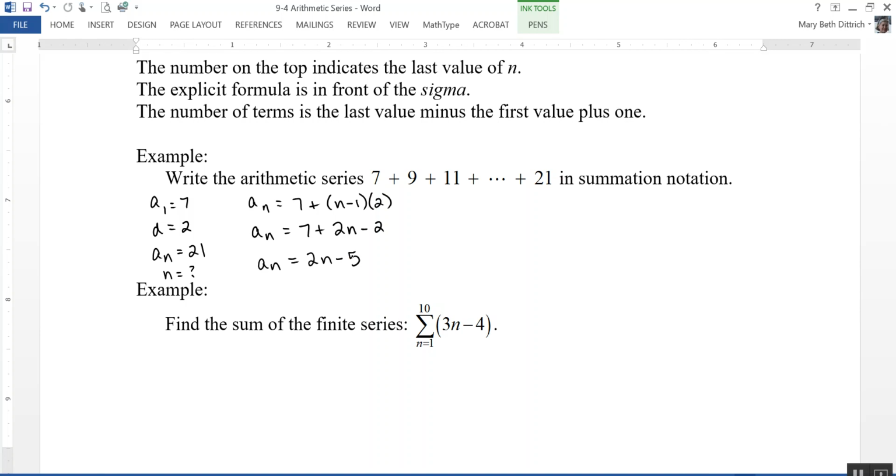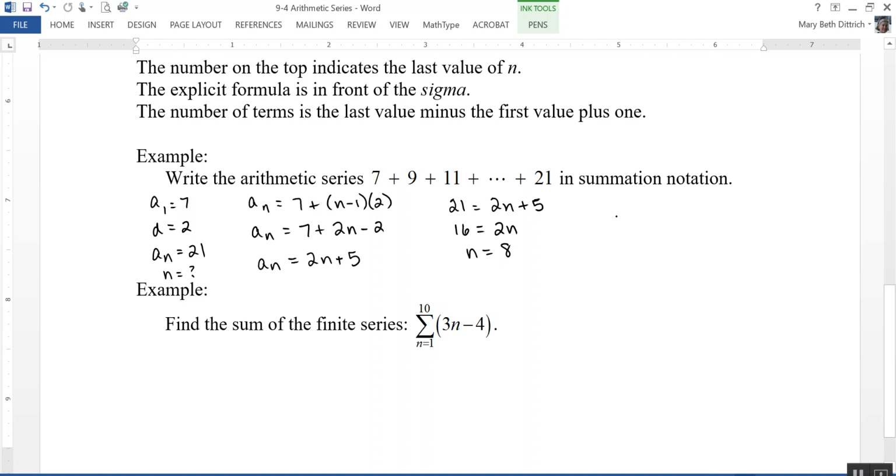Now I need to figure out what my n is. Well, I know that my nth term is 21. That's my last term, and that's going to be equal to 2n plus 5. Subtracting 5 on each side and dividing by 2, n is equal to 8.